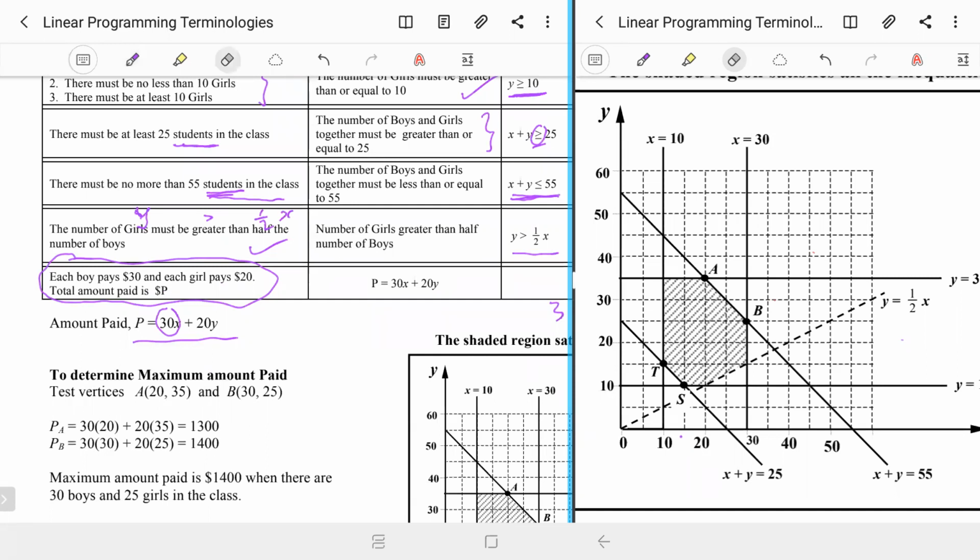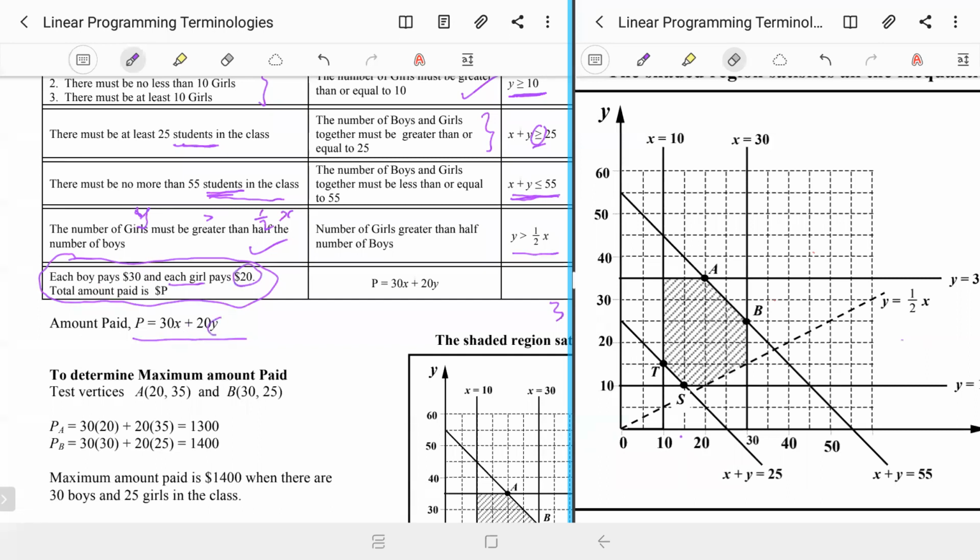So you want to write a formula. They ask you to write a formula for the amount paid. Because each boy, one boy, paid $30, and it's x boys you have, the total amount paid by the boys is 30x. And then each girl, one girl, paid $20.